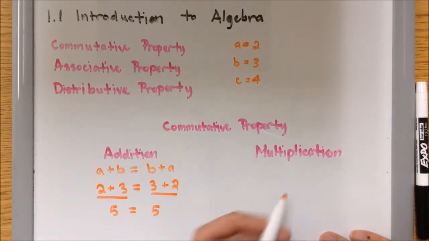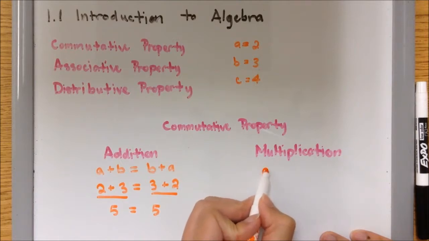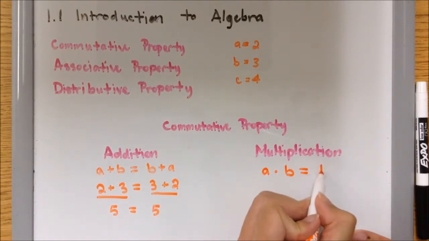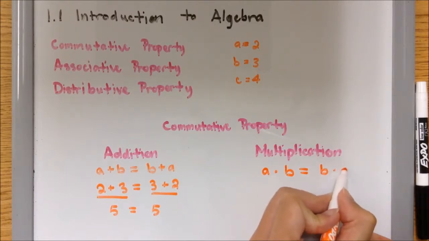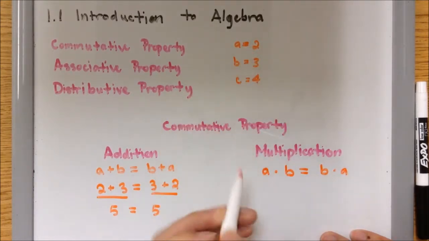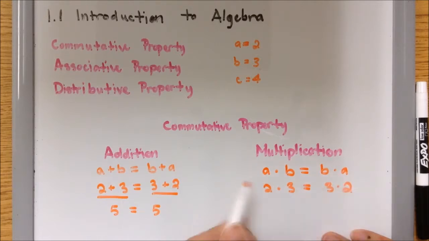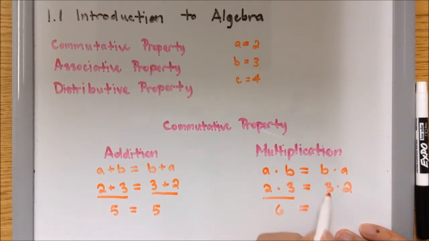Now for multiplication, A times B is equal to B times A. So using the same values, 2 times 3 should equal 3 times 2. So if we look at the left side, 2 times 3, that is 6. On the right side, 3 times 2, that is also 6.